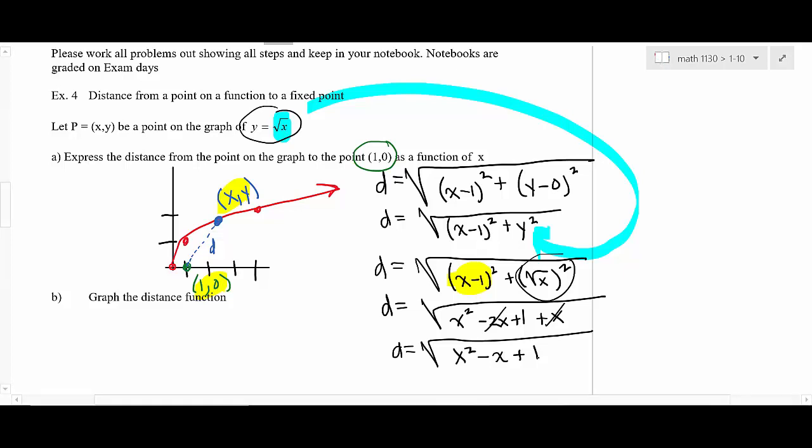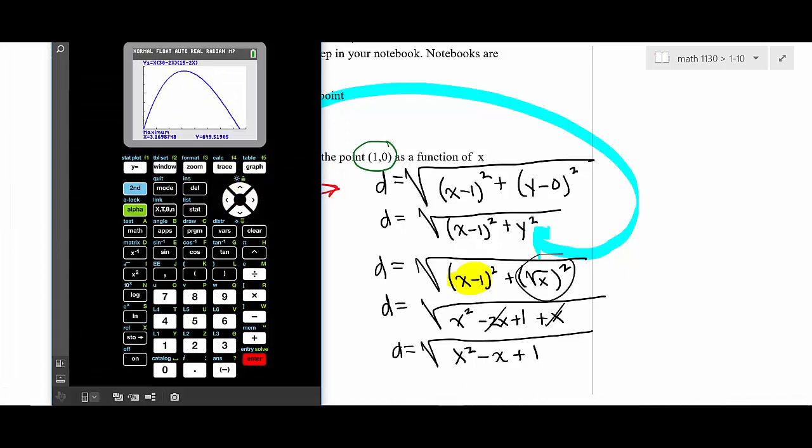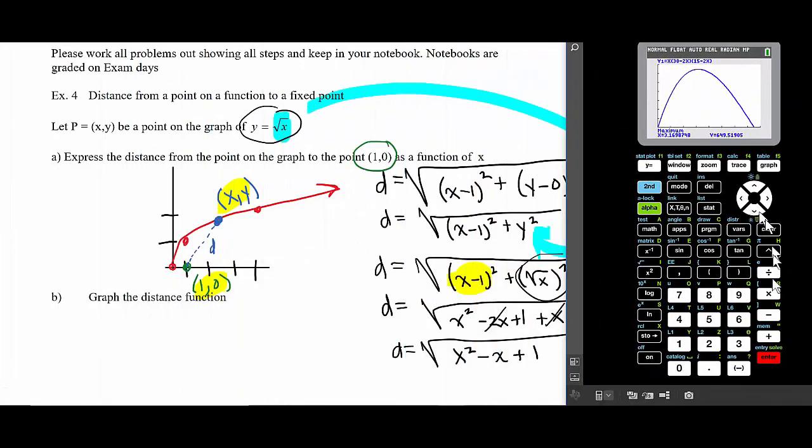And that formula gives you the distance from that point 1, 0 to some point on that graph y equals square root of x. Does everybody understand what I did? Okay. Now at this stage, what we're going to do is we're going to graph this on the calculator, and we're going to do that the same way I did the last problem. So do this on your calculator with me. All right. So what we want to do is put this in, run through this with me.